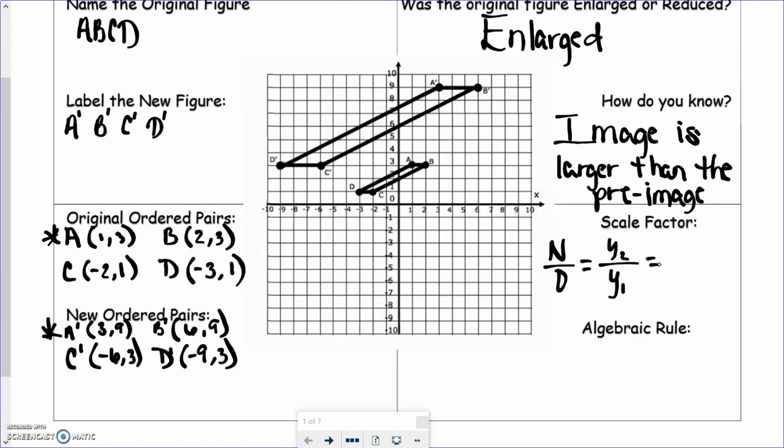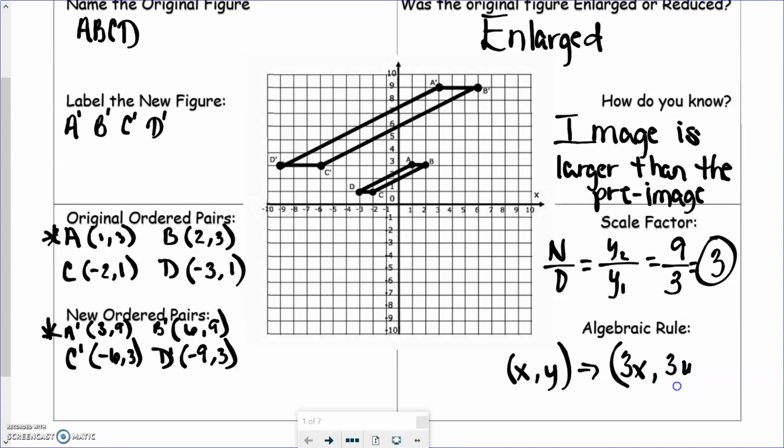So our original, well, our new Y value for A prime is 9. And the original Y value for A was 3. Well, 9 divided by 3 is 3. So 3 is our scale factor. And since 3 is our scale factor, we can write our algebraic rule. So using arrow notation, it's 3x, 3y. Okay, remember, whatever you do to your x value, you have to do to your y value. Whatever you do to your y value, you have to do to your x value.